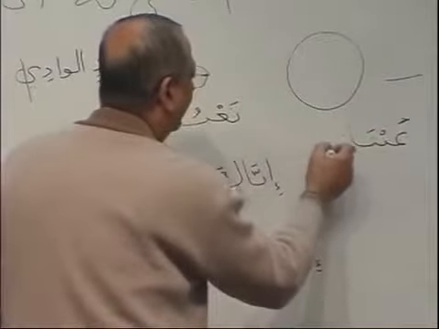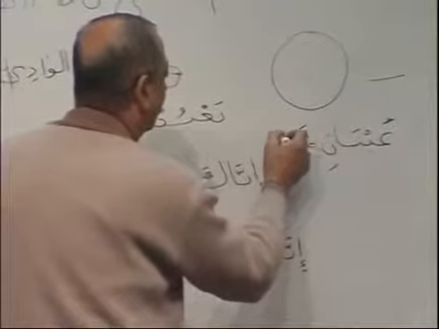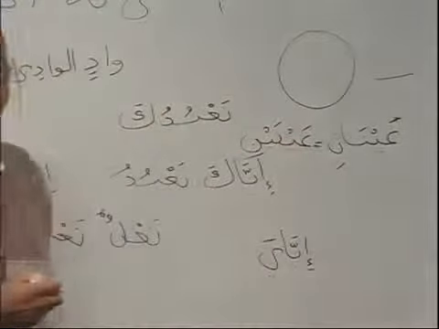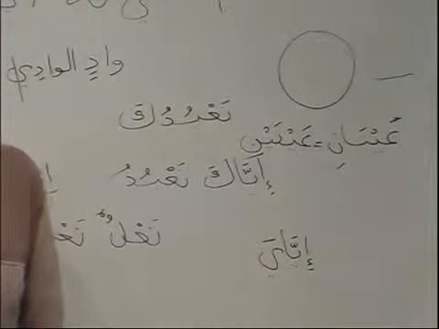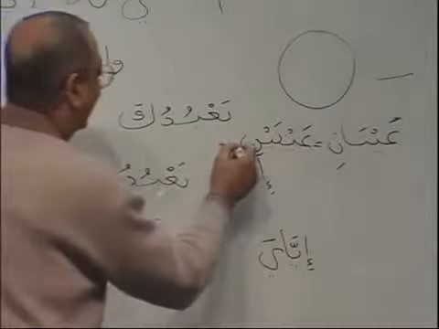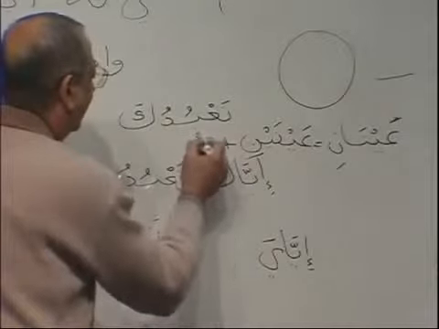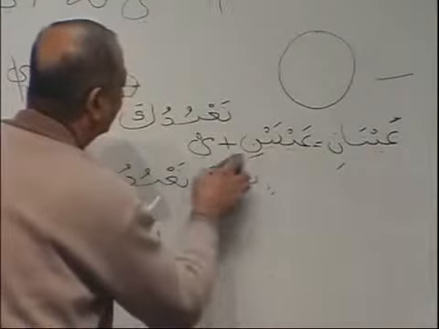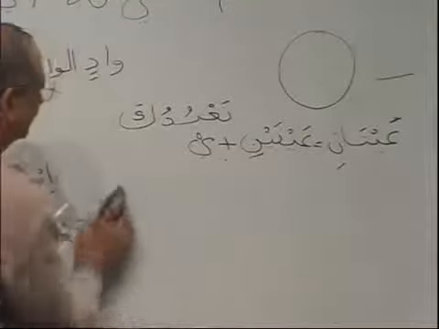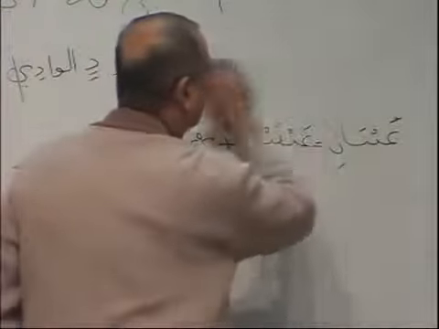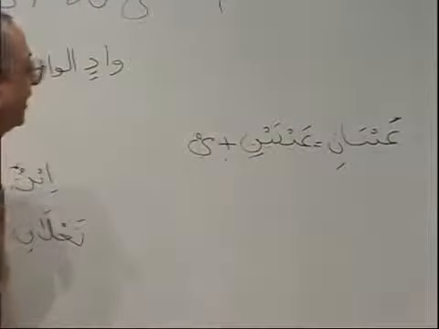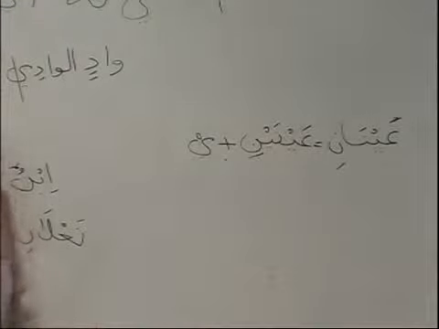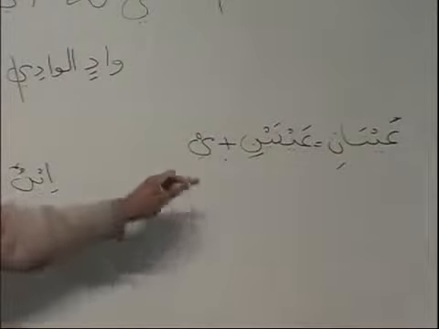Aynani will become aynaini. Brothers and sisters? Now we put ya mutakallim plus ya mutakallim with sukoon. Are you with me, brothers and sisters? Look at it, brothers and sisters. Aynani, aynaini, ya mutakallim with sukoon. Brother Hassan, what shall I do now? I've made it mudaf.